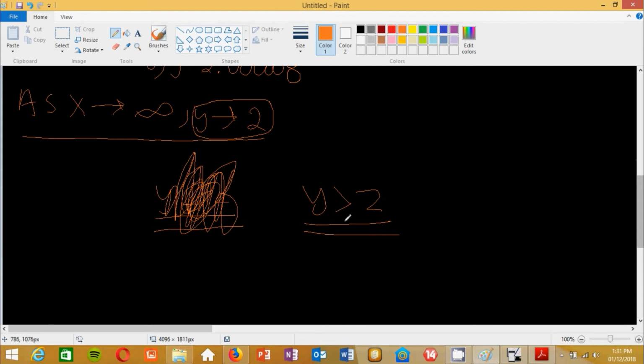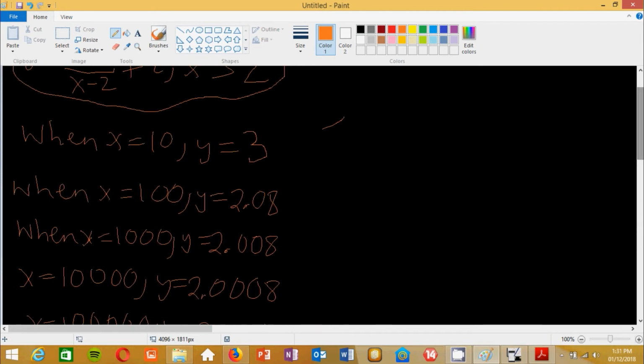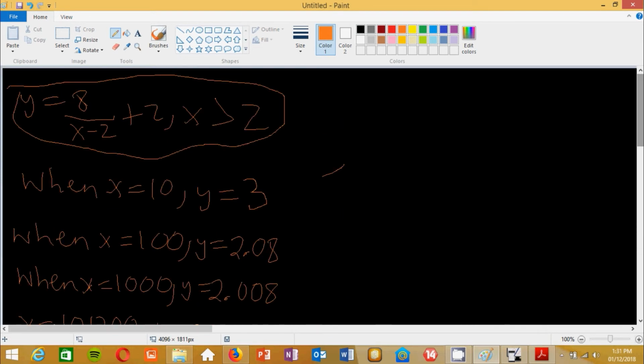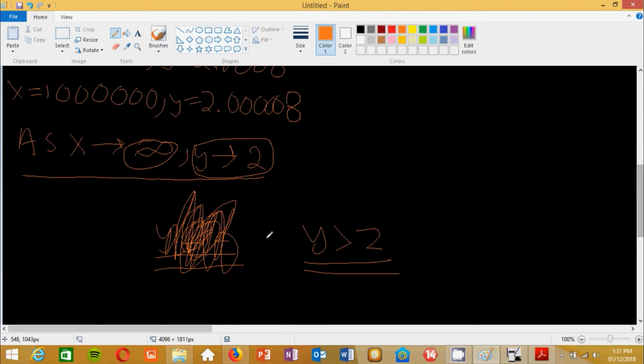But is it ever going to reach 2? It's never going to reach 2, because for y to reach 2, x has to reach infinity. But you can never reach infinity. Infinity is a number that you cannot reach. The only way this is actually going to be equal to 2 is if x reaches infinity.